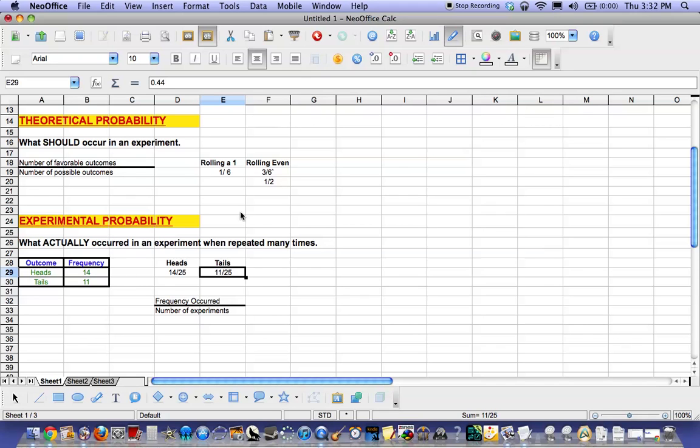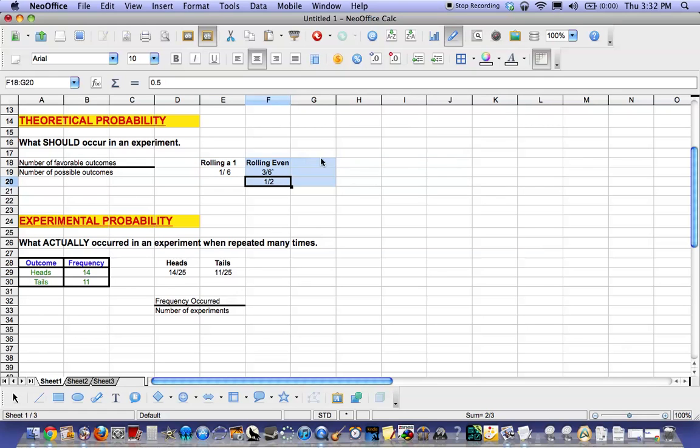Theoretically, you should have flipped heads 1 out of 2 chances. But instead, we hit heads a little bit more than 1 out of 2 chances. We hit heads a little bit more than 50% of the time. And we hit tails a little bit less, even though tails was supposed to be a 50% chance as well. So really, kind of the difference between theoretical and experimental is this.